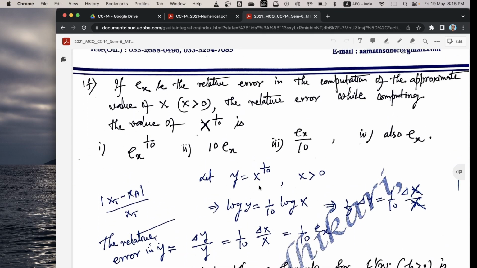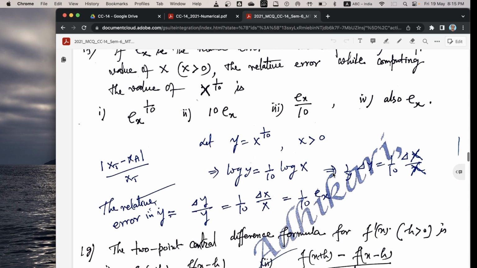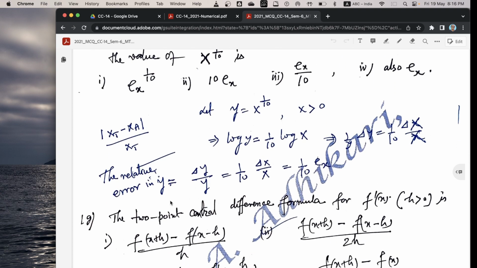Let y equal to x to the power 1 by 10, where x is positive. Then obviously log y to the base e equals 1 by 10 log x to the base e, which means 1 by y delta y equals 1 by 10 delta x by x. So the relative error in y, by definition delta y by y, equals 1 by 10 delta x by x.